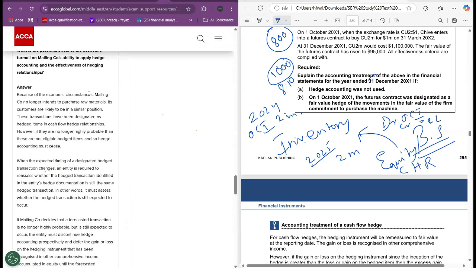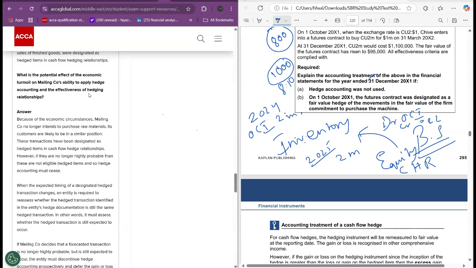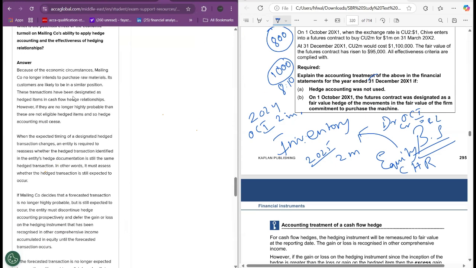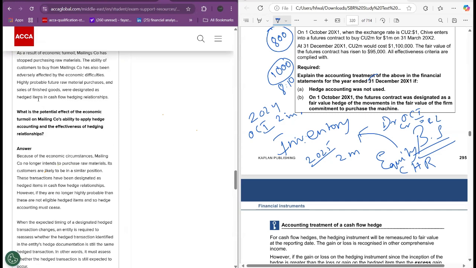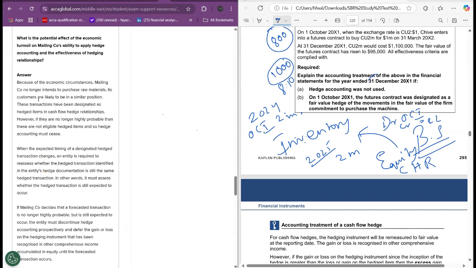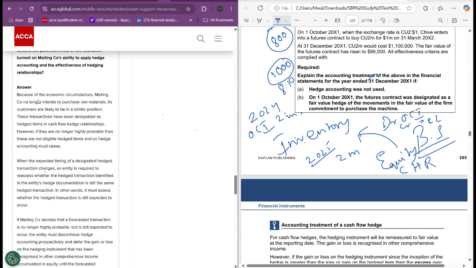I can read and understand it based on what I just explained to you. So, what is the potential effect of the economic turmoil on the ability to hedge and the effectiveness of hedge relationships? Because of the economic circumstances, the company no longer intends to purchase raw materials. Its customers are likely to be in a similar position. So neither the company nor the customers are in a position to do these transactions. Clearly, both of them are suffering. So basically their business is in a critical condition, of course, and it's highly unlikely that they'll be able to make this transaction.